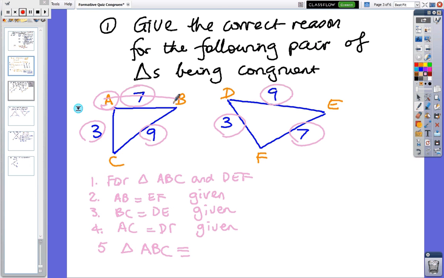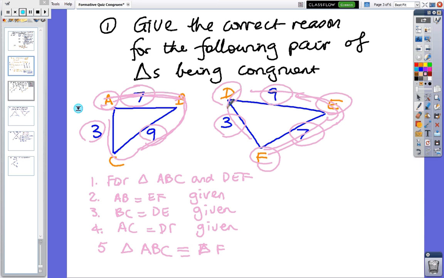A going to B is a 7, but then we're going from 7 through the 9, so it has to be triangle F. We're going 7 through 9 to 3, so it's going to be FED, and the reason is triple S. Just remember, when you're doing this final line, you can name the letters in any order, but make sure you've got them going the right way. So if I went ABC, 7, 9, 3, then 7, 9, 3. Copy that if you need to, come across.